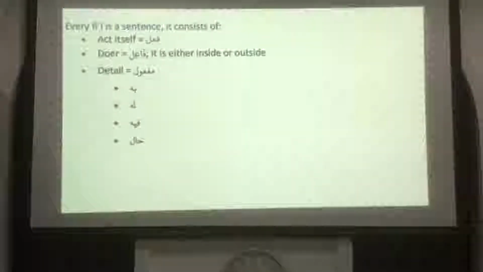Maful Bihi is who or what. Lahu is for: what did you do it for? So I can say, I prayed Fajr to please Allah subhanahu wa ta'ala. That could be lahu. And fihi: I prayed Fajr to please Allah subhanahu wa ta'ala in the masjid. Or with the Jama'ah, that could be a maful bihi. But if I say in the masjid, then it's fihi.